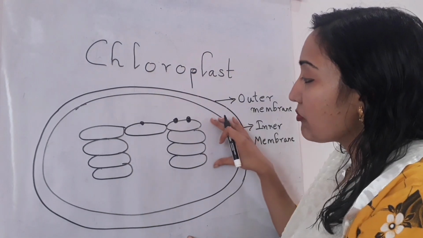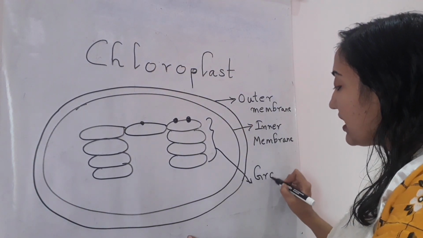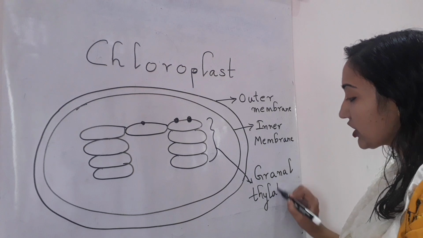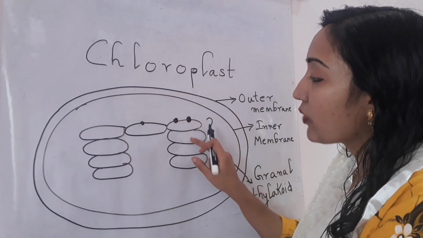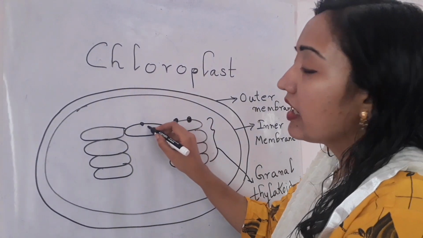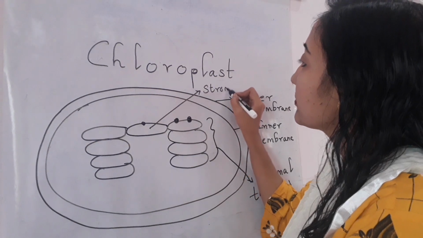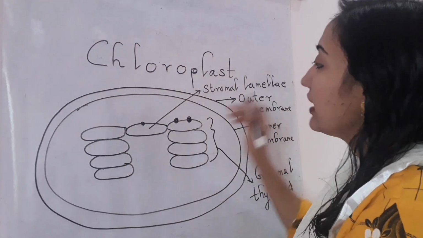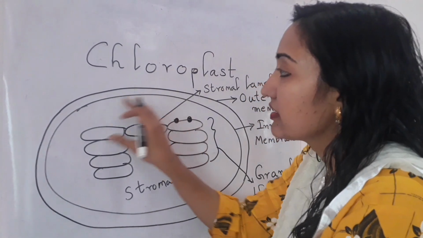This complete structure is known as granum thylakoid. These are thylakoids, stacks of thylakoids one above the other. Two granum thylakoids are connected by a connection which is known as stromal lamellae. And this complete area, this matrix, is known as stroma.